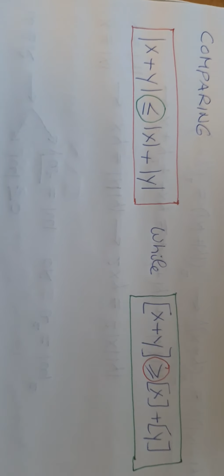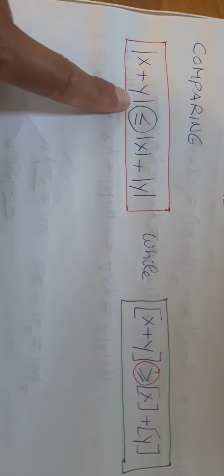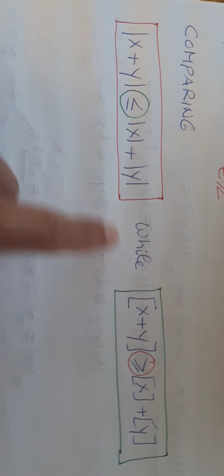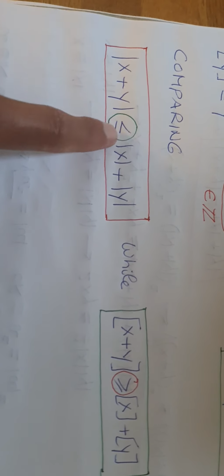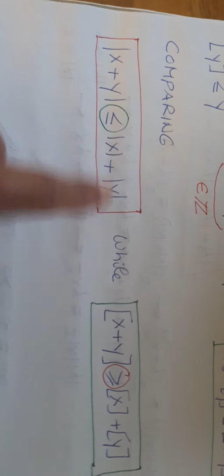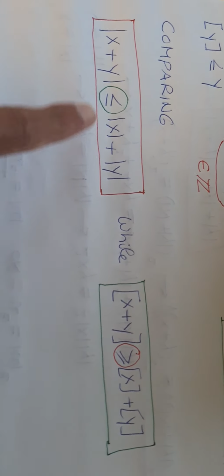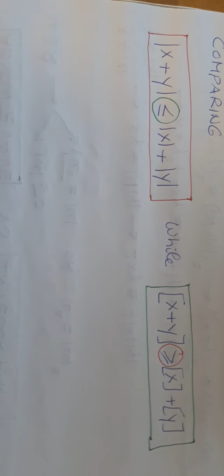So just try to compare now the triangle inequality here and this one using the integer part, and we see that this less than or equal sign is flipped here. So this is the difference between the two.